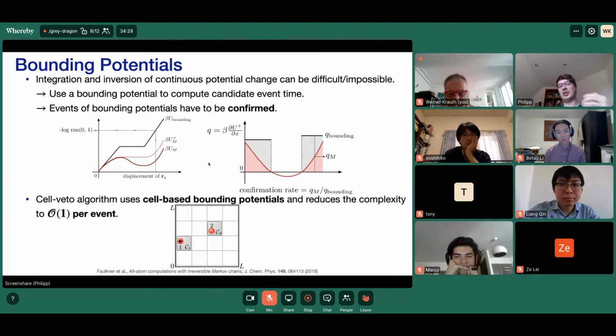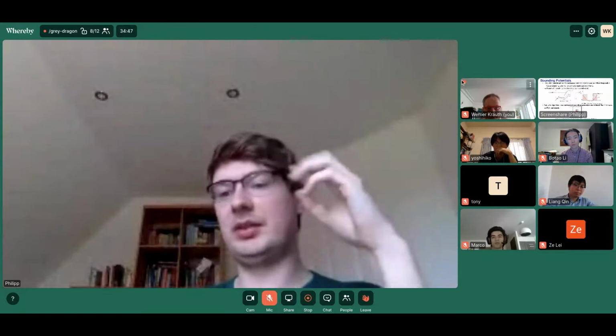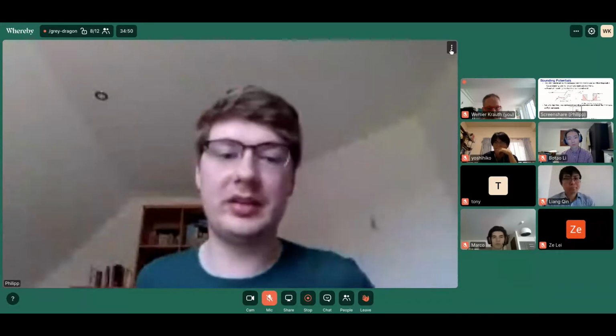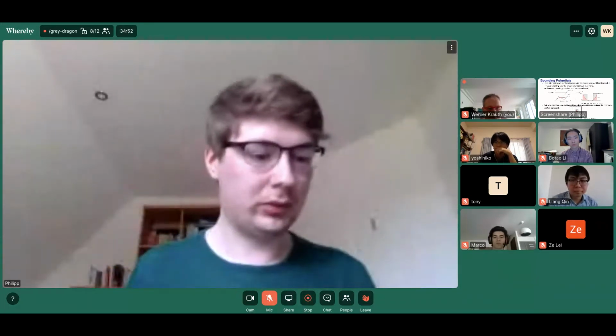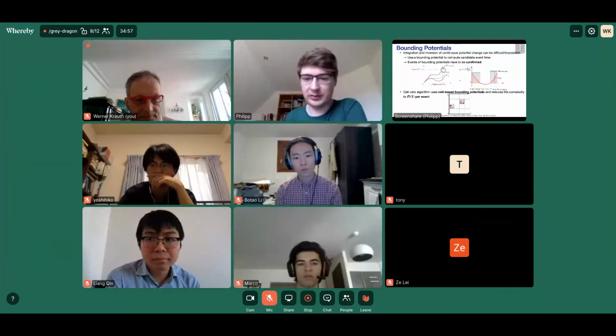Because if you just take, without the cell-veto algorithm, you would need to check every factor where my active particle is involved in, or I have to compute a candidate event time. So for long-range interactions like the Coulomb potential, I always have n factors I need to compute a candidate event time. But this cell-veto algorithm then reduces this to a constant number of factors I have to consider. And of course, it was designed by Sebastian Kapfer and Werner Krauth some years ago. And you can read more about it on the internet.